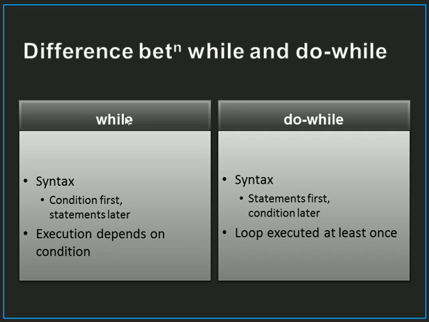Now the differences between do while and while loop, I've already told, is the syntax is such that the condition is first and the statements are later in the while loop. In do while loop, the syntax is such that the statements are first and then the condition is there. While loop executes depending on the condition, and do while loop executes at least once, and then the next iteration is governed by the condition.